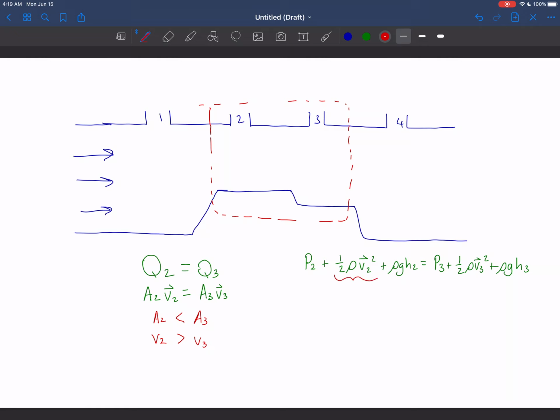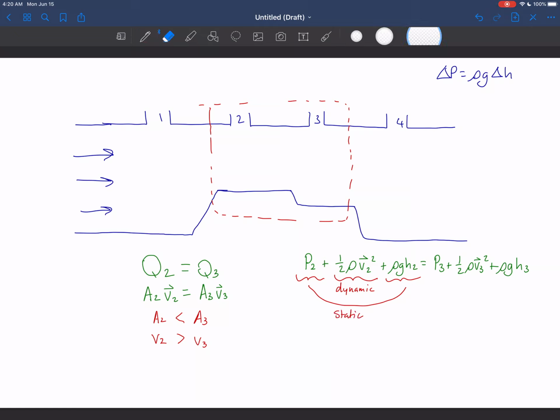This term right here is called the dynamic pressure. And this one, I'm sure you've seen this equation before: delta P equals rho g delta H. That's where it comes from. So when you add these two pressures up, this becomes the static pressure. That's just good to keep in mind.